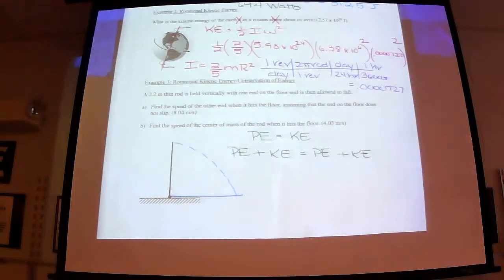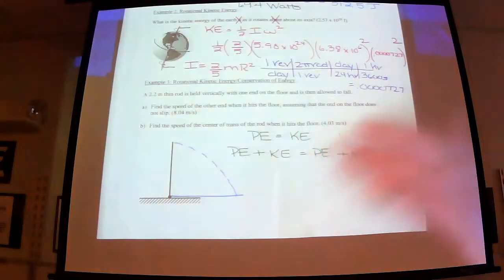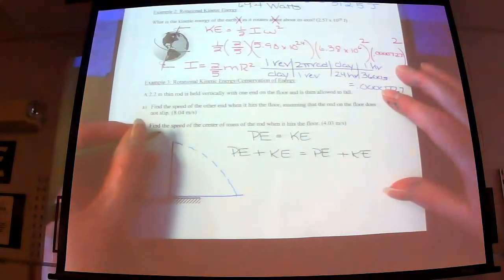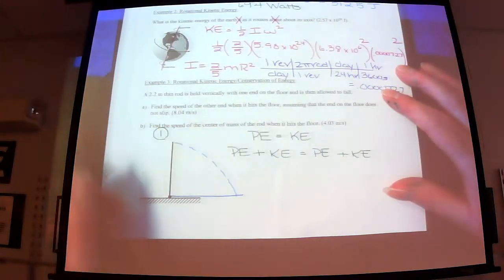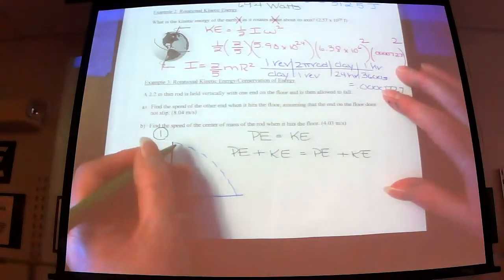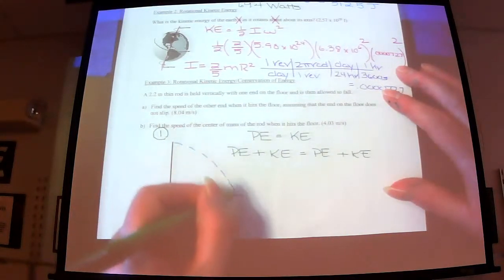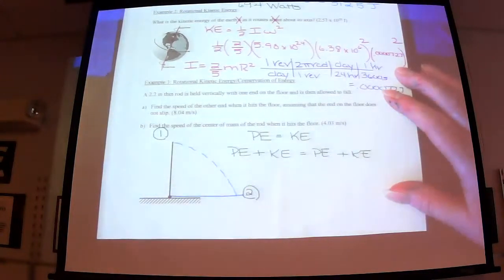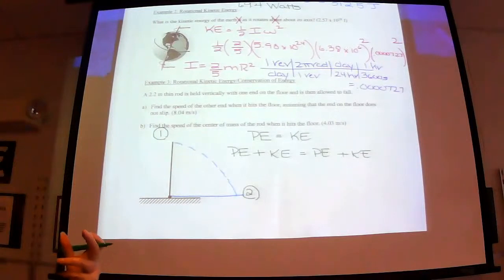It's however your mind thinks. I'll talk through it the second way if your mind thinks that way. At the start of the story, the stick is standing up. The second part of the story, the stick is falling down, and this would be right before it hits the ground. Kind of like the bowling ball at the top of the cliff, and then right before the bowling ball hits the ground, what would be its velocity?